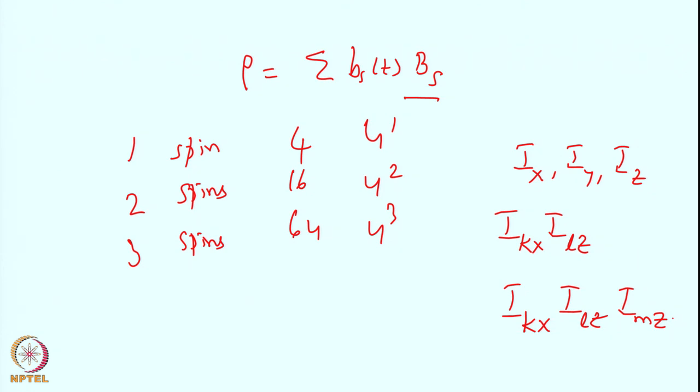Basically we looked at those which represent in-phase magnetization of a single spin, and for 2 spins we looked at in-phase magnetization in all the cases of 1 spin, 2 spin and 3 spin. We also looked at products of this type, I_KX I_LY, and how they represent a mixture of double quantum and zero quantum coherences, and by combining more than one of such operators we can generate pure double quantum coherence or pure zero quantum coherence.